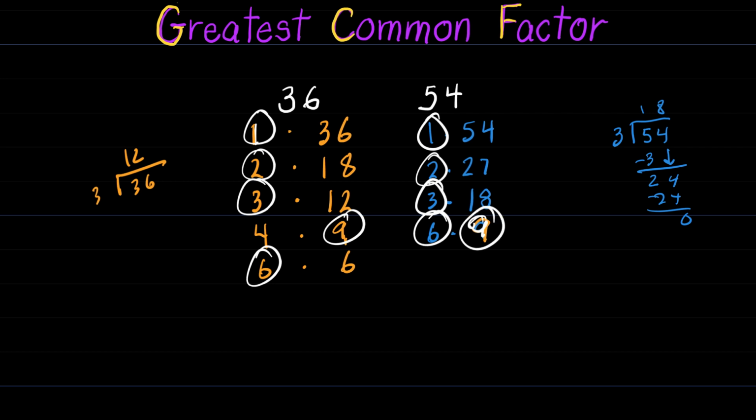Circle that. What about, this is 18. Oh, my gosh. They have an 18 in common. This is crazy. What about 27? Nope. What about 54? Nope. 18 is the largest number that goes into both of those. Holy guacamole. That was easy. 18.